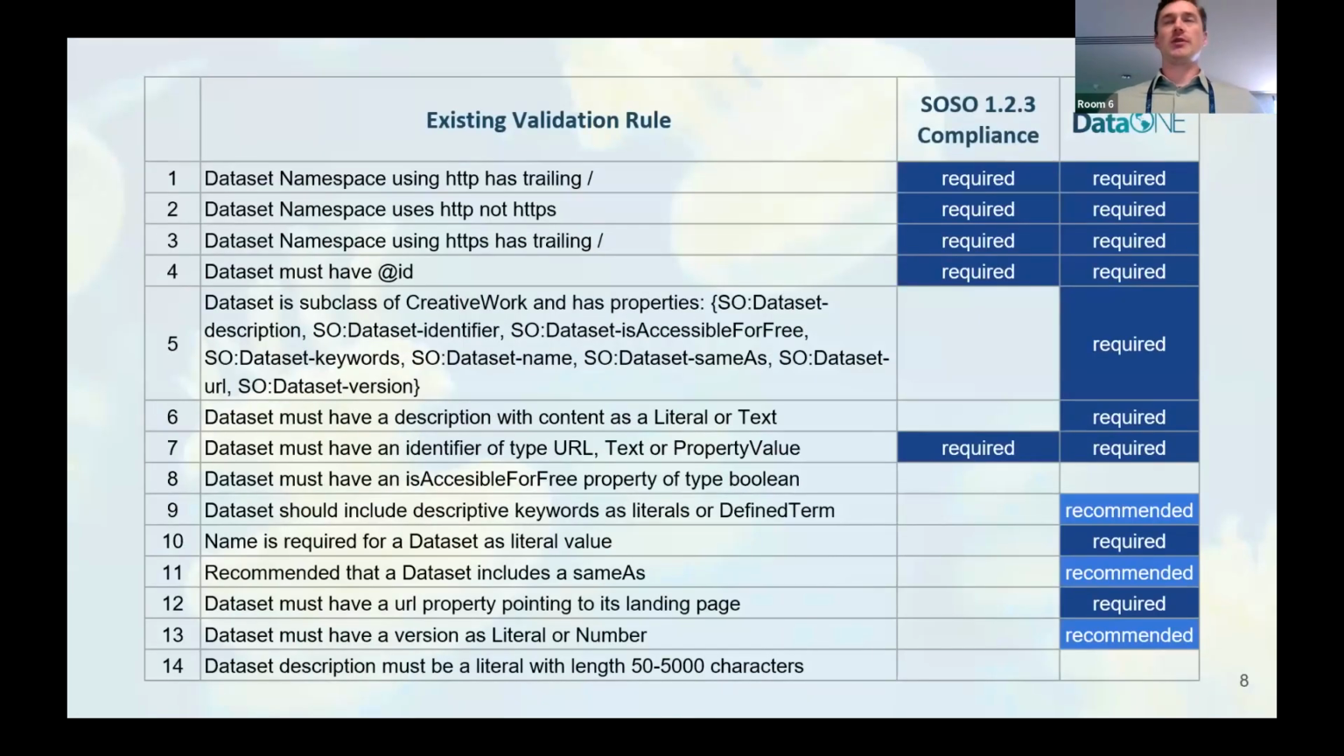So here is what the current validation looks like. This is also available in the linked spreadsheet that Matt was mentioning before. This is a very pared down view of it. And so you can see there's 14 rules here, some of which are required for DataONE's indexer, and some of which are required only for adherence to the standard. So that's currently what it looks like.